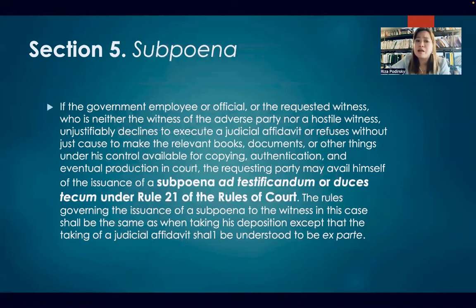Section 5, the subpoena. If it entails government employees or officials, or the requested witness who is neither the witness of the adverse party nor a hostile witness, and what happens if he, without justification, declines to execute a judicial affidavit? The requesting party may avail himself of the issuance of a subpoena, a subpoena ad testificandum. The rules governing the issuance of a subpoena to the witness in this case shall be the same as when taking his deposition, except that the taking of the judicial affidavit shall be understood to be ex parte.